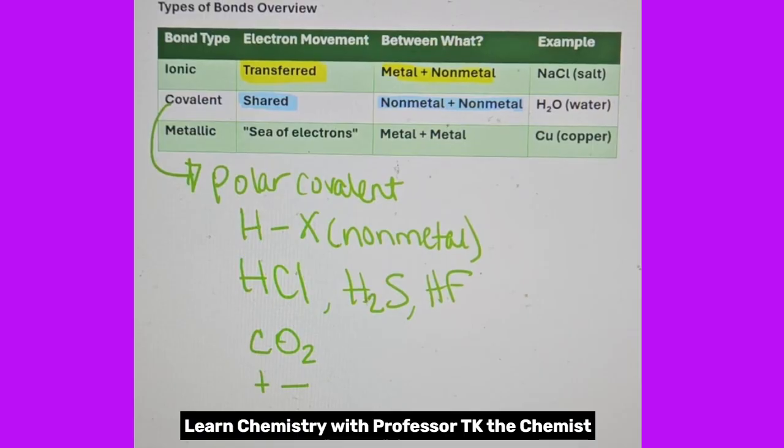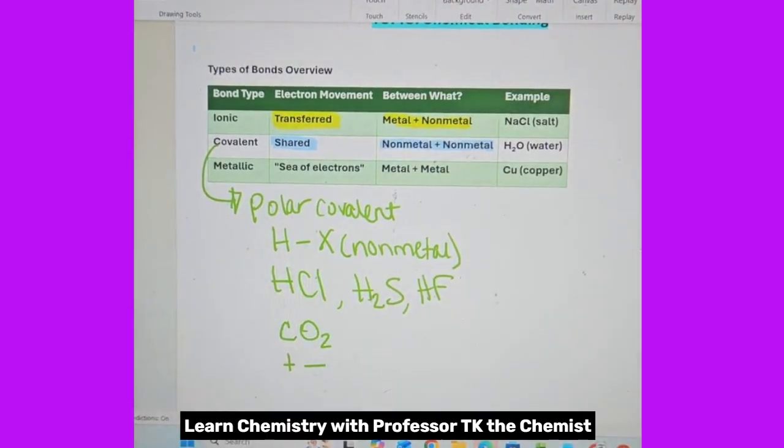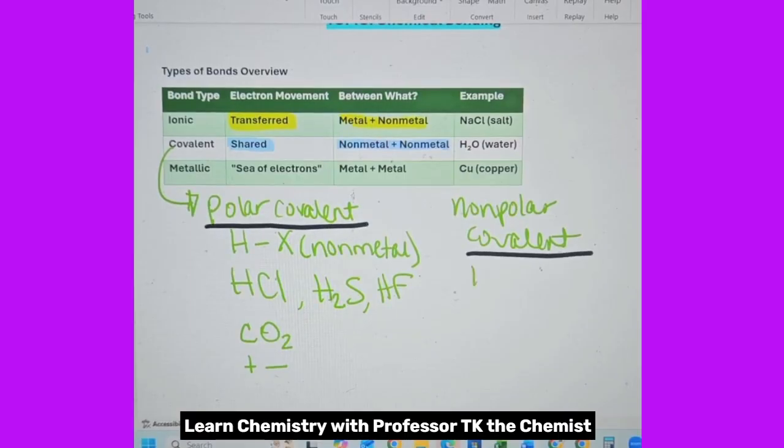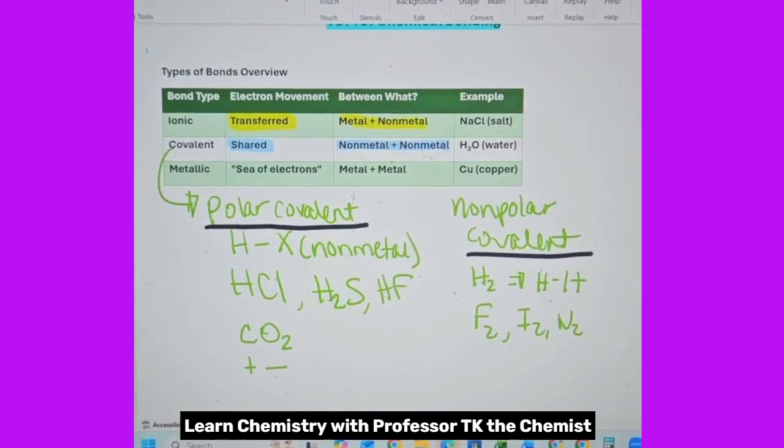Now, the other subcategory of covalent bonds is nonpolar covalent bonds. When we say nonpolar covalent, we're talking about usually diatomic molecules. That means those elements that are attached to themselves, like hydrogen attached to itself. So as an example, hydrogen attached to another hydrogen, fluorine, iodine, nitrogen. They form the number 7 on the periodic table. So therefore, they're classified as nonpolar covalent bonds.